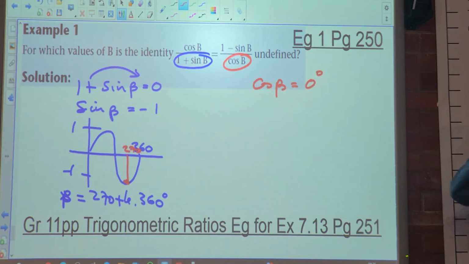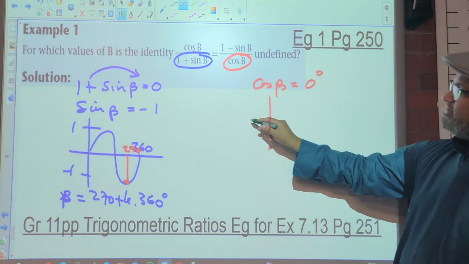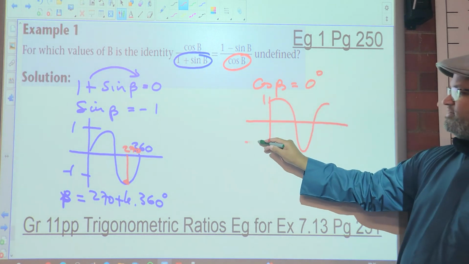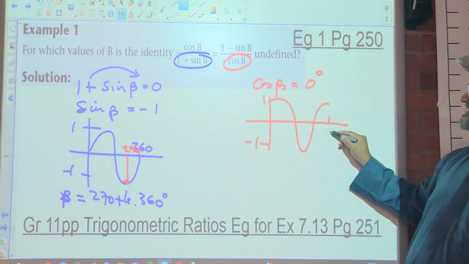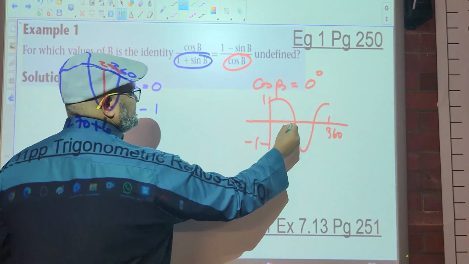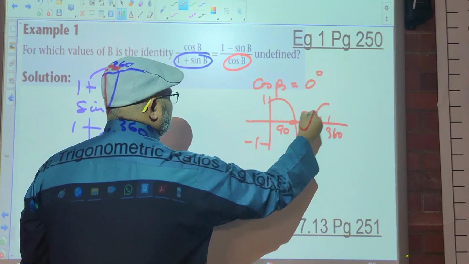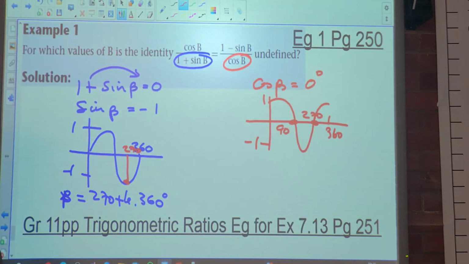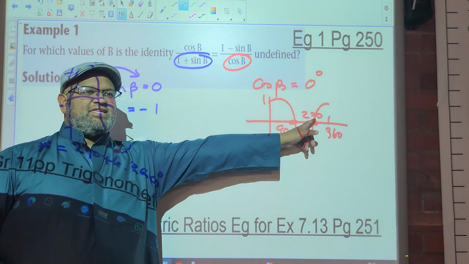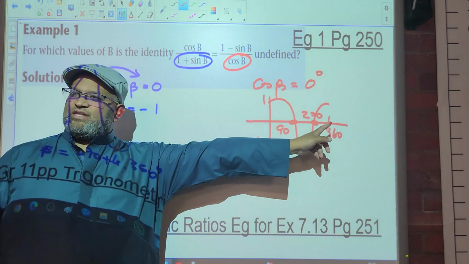So with this 0, 1 or minus 1, what do I do? I take it to the cos graph. So that is 1 and negative 1. This is 360. So where is cos of beta 0? At 90 and 270. Can you see that, people? But what do you notice? That is already 270 plus k times 360, which is this one here. So I don't have to represent that one.